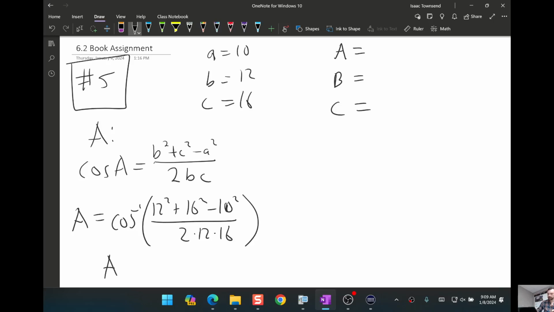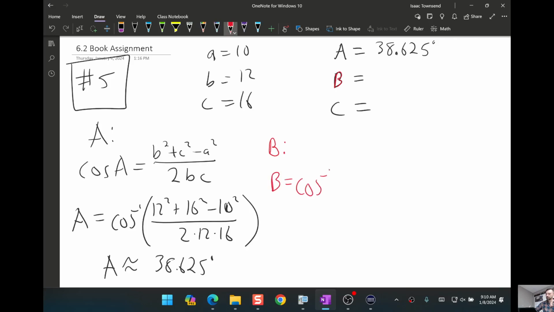Okay, and then my calculator is telling me that's about 38.625 degrees. So I don't really have anything to compare that to, so I would just have to assume that that's okay. For angle B, it's going to be almost the exact same work, but a slightly different formula to start off with. So B is going to come from inverse cosine of, let's see, this would be A squared plus C squared minus B squared over 2AC.